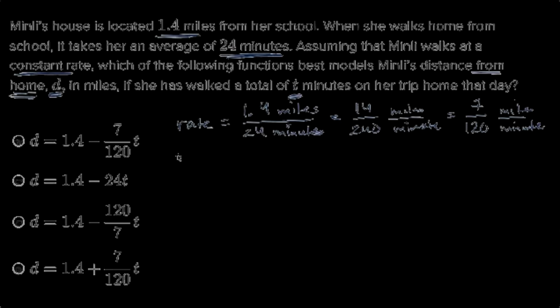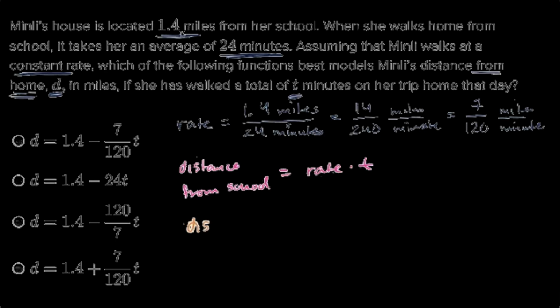So there's a bunch of ways that we can tackle it, but maybe the easiest one is, well, what's her distance from school? That's just going to be her rate times t, times how much time has passed by. When time is 0, she's going to be at her school. As time increases in minutes, she's going to get further and further away from her school. But her distance from home is going to be 1.4 miles minus the distance from school.